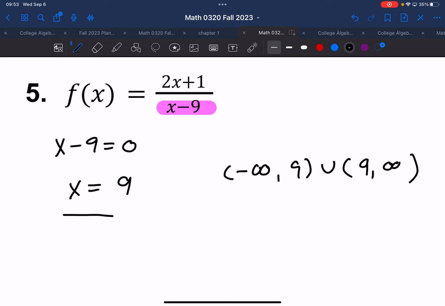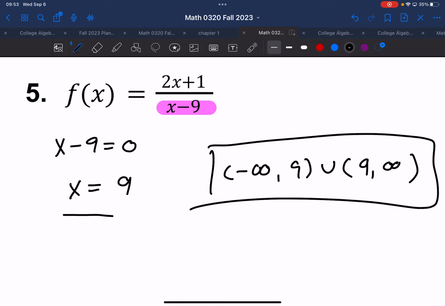Perfect. When we have a fraction and we set the denominator equal to 0, our domain always looks like this, with the union of 2 parenthesis sets. Whatever number we get when we solve for x, those numbers go right here in the middle. This tells us that the function has a domain that includes numbers from negative infinity to 9. So it doesn't include 9, but it also includes numbers from 9 to infinity. There's just that gap right there.